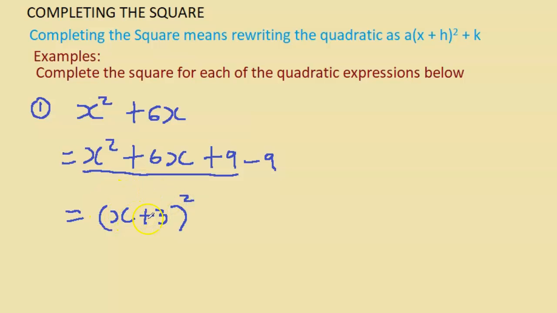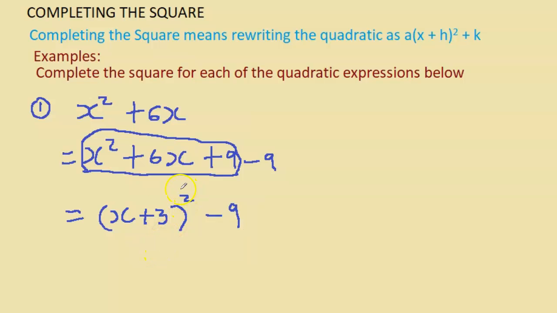And if you should expand, let's expand it together. You square the first term, you get x squared. Square this 3, you get 9. And take the product. The product is 3x. 2 times 3x is 6x. So this section here is x plus 3 all square. And then you have your minus 9 here. And that's it. Nice and easy.